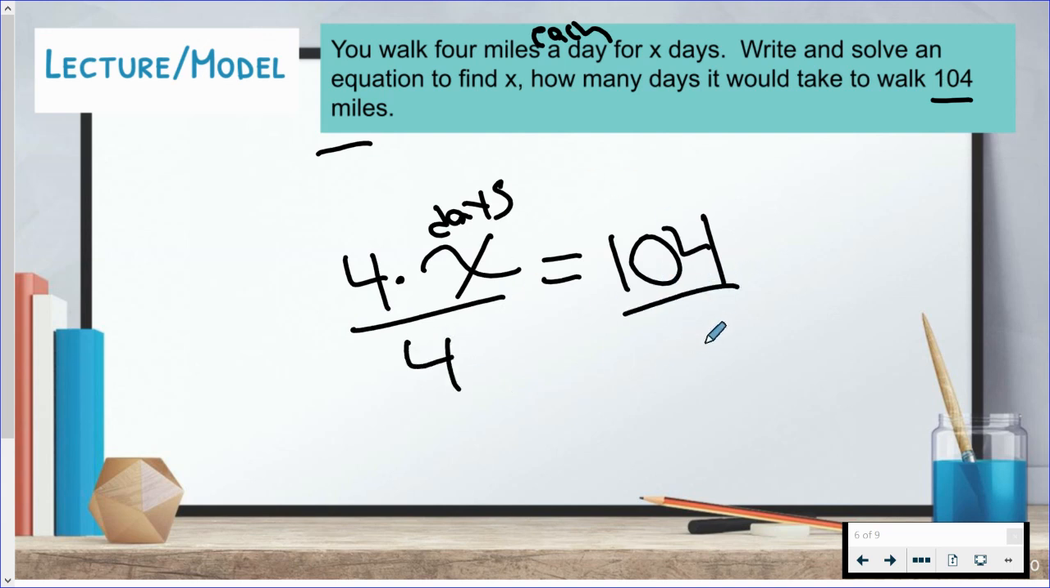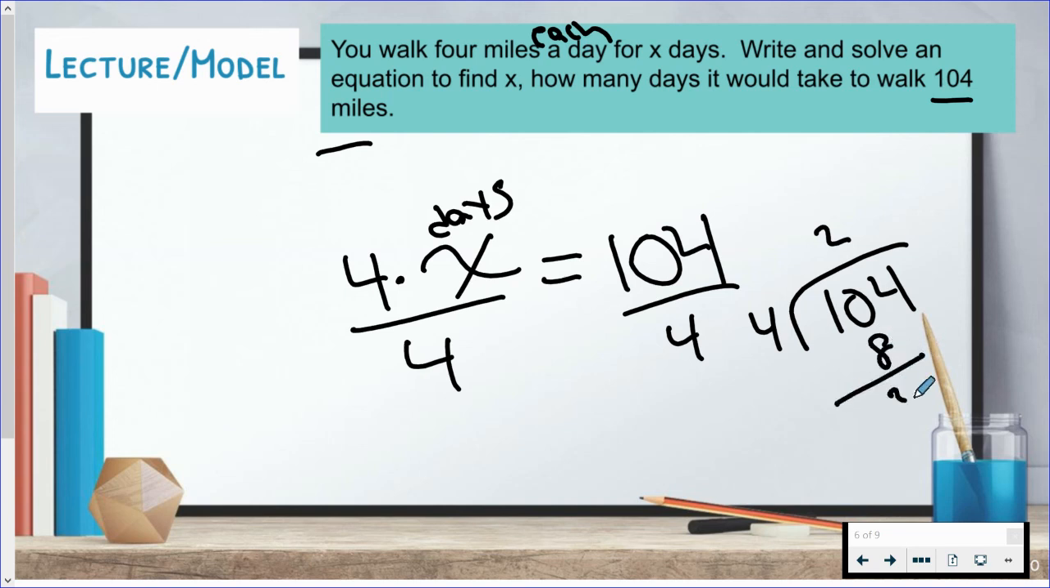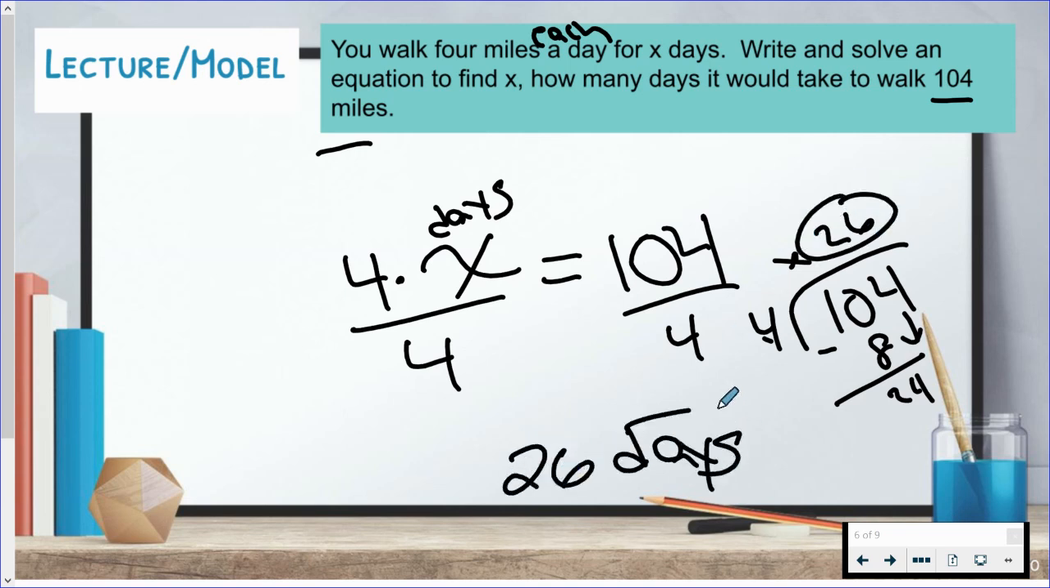So we're going to multiply instead. I'm going to undo that multiplication with division. 104 divided by 4. 4 does not fit into 1, but it fits into 10 twice. You get 8. You subtract, you get 2. Bring down your 4. 4 fits into 24 6 times. So it would be 26 days. In 26 days, she would have walked 104 miles.